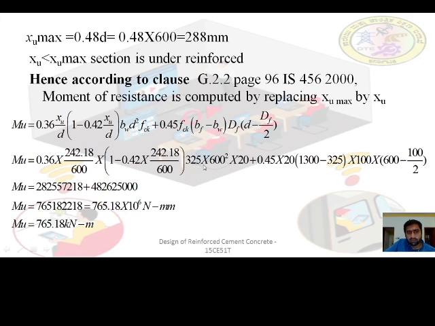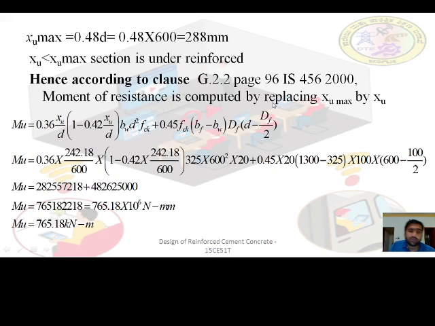Then BW, the width of the web, D square is the depth squared, 600 square. FCK, the grade of concrete, is 20. So 0.4 times FCK, 20 Newton per mm square. Then BF is 1300 minus BW, the width of the web, 325, depth of the flange is 100, D minus DF by 2.